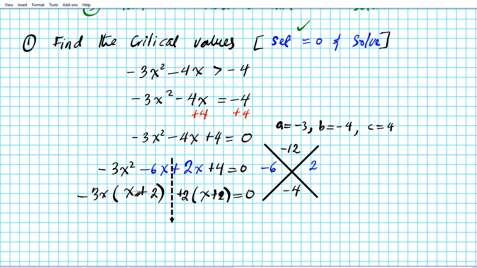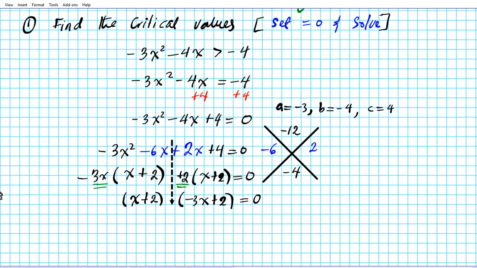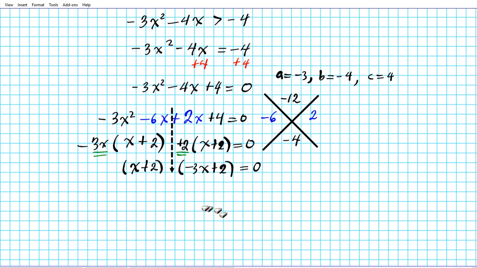This looks correct because the quantities in the parentheses are identical. So we'll factor that out. That gives us x plus 2. And the terms on the outside, we'll group them together in their own parentheses. Negative 3x plus 2 equals 0. Now using the zero product property, we'll set both factors equal to 0 and solve.